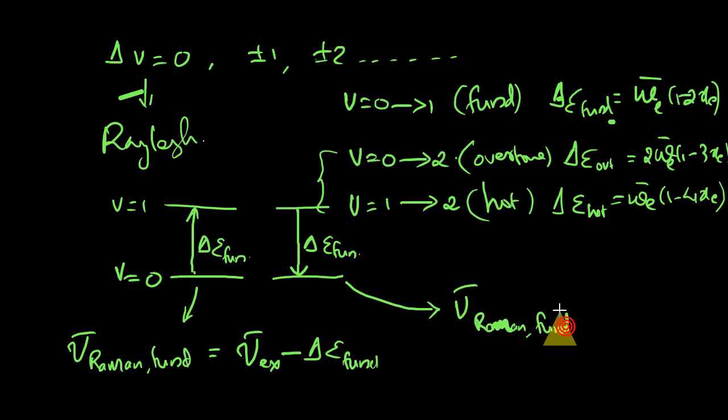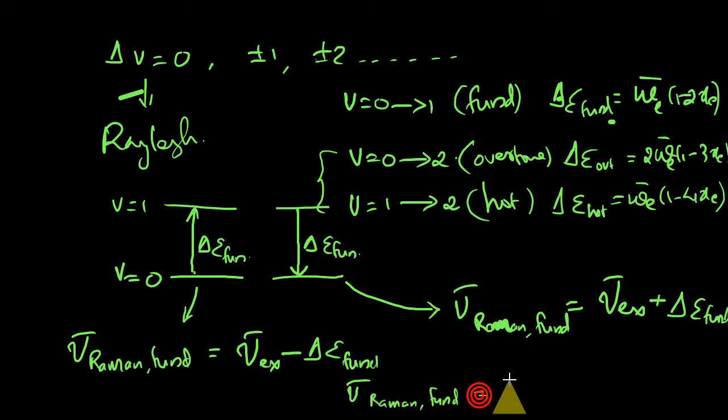If it is de-excitation, then nu bar Raman fundamental is equal to nu bar excitation, the frequency of the incoming photon, plus some frequency added to the scattered light, because some energy is released in this process and that energy is added to the scattered photon. So the frequency of the scattered photon is equal to nu bar excitation plus delta E fundamental. Generally we can write nu bar Raman fundamental is equal to nu bar excitation plus or minus delta E fundamental. That will be the frequency of the Raman spectral line.